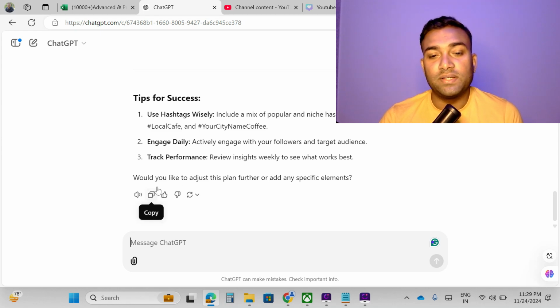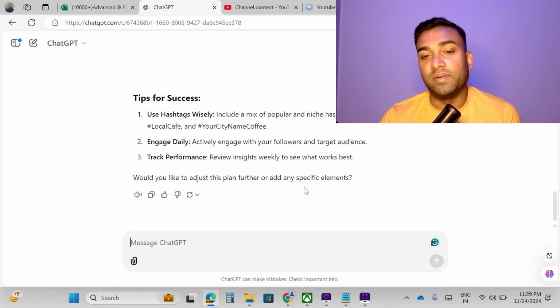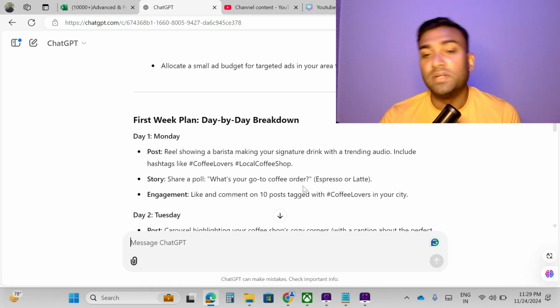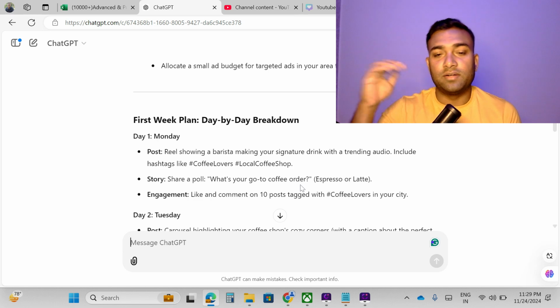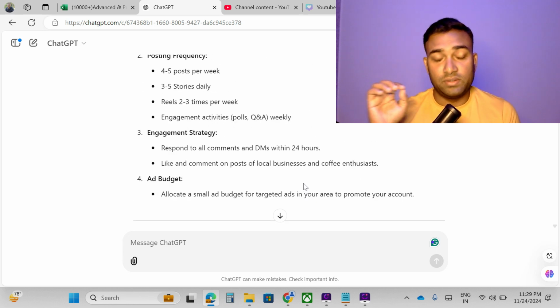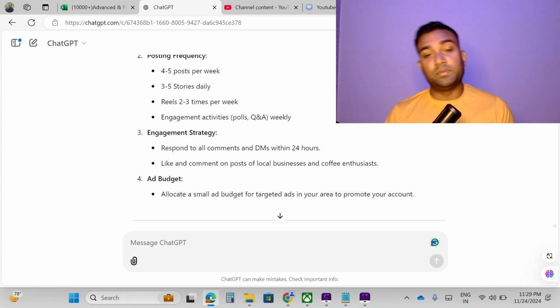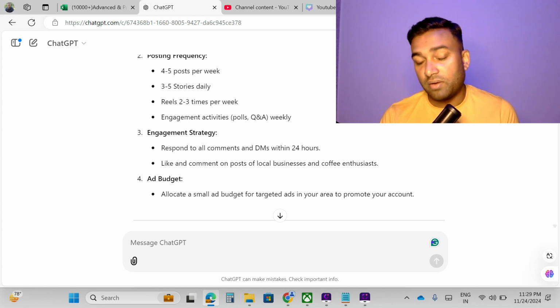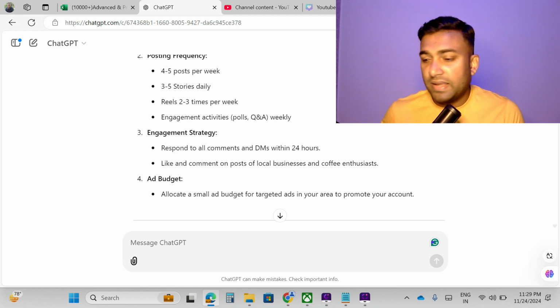And now it is asking, would you like to adjust this plan further or add any specific elements? So if you are not happy with this, you can say I need to modify this, so give me that kind of suggestion also. Now it has given me a weekly plan. Now I can ask ChatGPT, hey, give me the second week plan, what I will do. So it will give you the same kind of professional response.